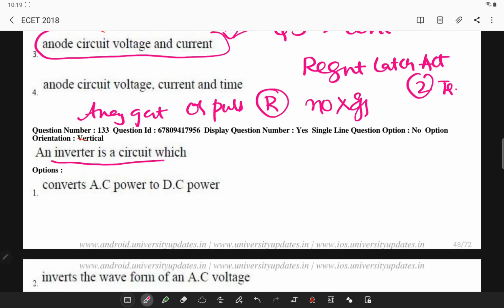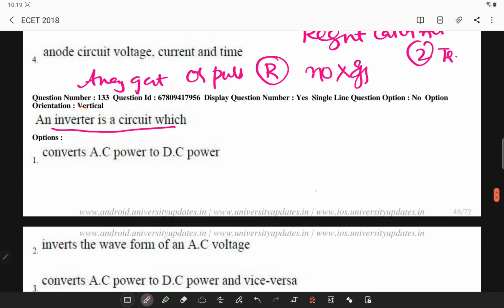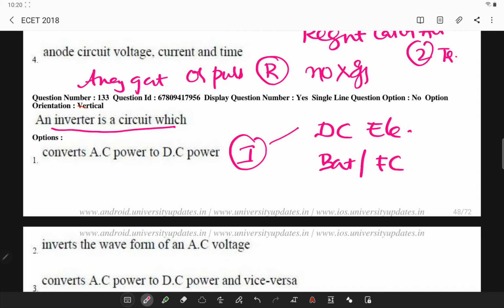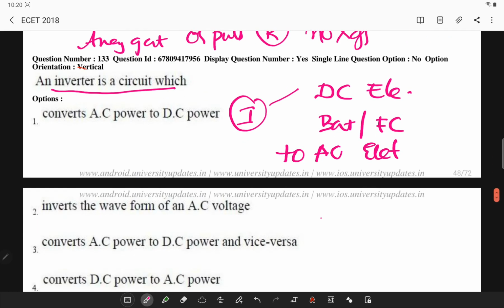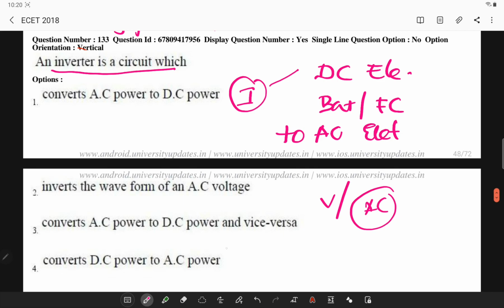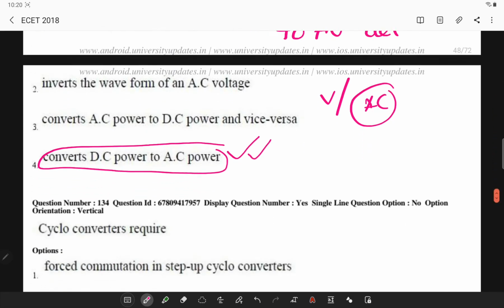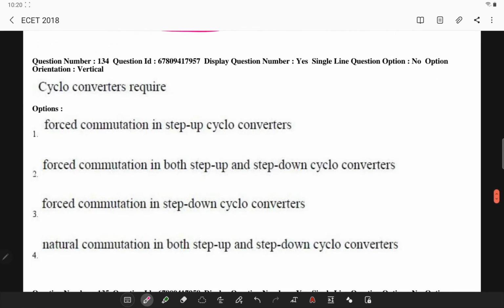Now this is a very important question. An inverter is a circuit. An inverter is basically a circuit that converts the DC electricity from sources such as batteries or fuel cells to AC electricity. The electricity can be at any required voltage, and in particular it can operate AC equipment designed for mains operation. So if you see the options, it converts DC electrical power to AC power. We use it in our regular homes.